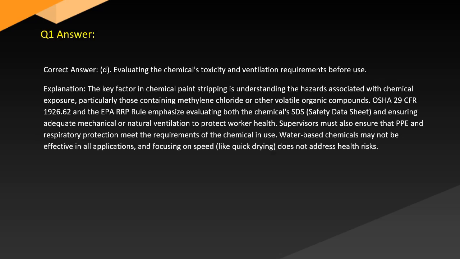Answer. Correct answer, D. Evaluating the chemical's toxicity and ventilation requirements before use. Explanation. The key factor in chemical paint stripping is understanding the hazards associated with chemical exposure, particularly those containing methylene chloride or other volatile organic compounds. OSHA 29 CFR 1926.62 and the OPI rule emphasize evaluating both the chemical's SDS (safety data sheet) and ensuring adequate mechanical or natural ventilation to protect worker health.